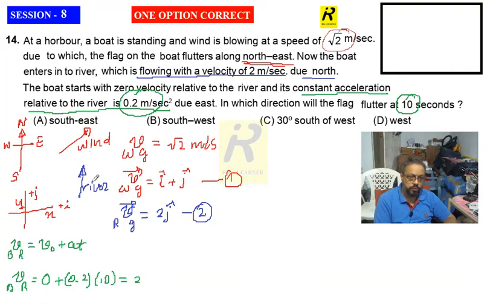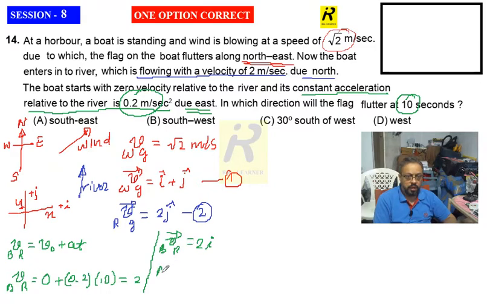So the 2 meters per second will be the velocity of the boat, and it is in what direction? It is in this direction, due east. So how can I write this V_BR? V_BR is equal to... I should represent the east direction. East direction is along the x-axis. That means i. So this is V_BR.